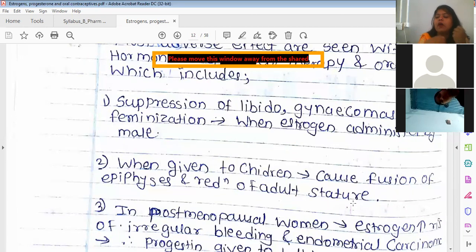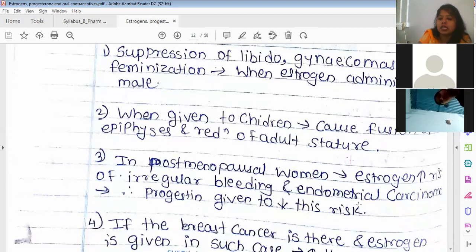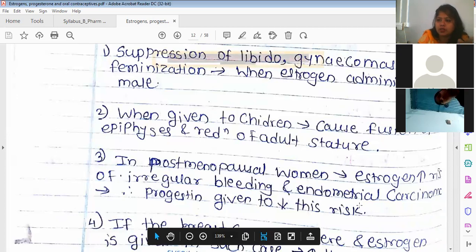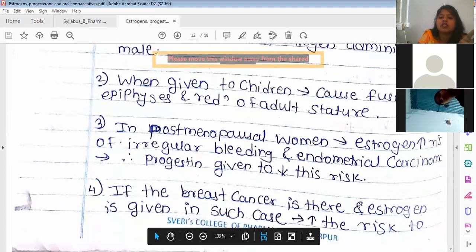म्हणजे चुकून or a variety of reasons the male has taken the estrogen, that time that male starts to develop the feminine characteristics. Okay, then when given to the children, जर लहान मुलांमध्ये दिलं estrogen, what is happening? It will cause the fusion of the epiphyses and the reduction of the adult stature.